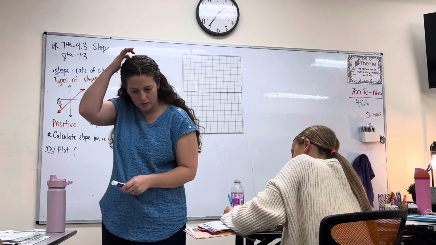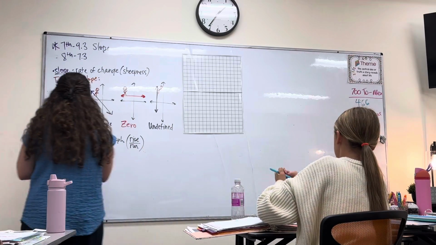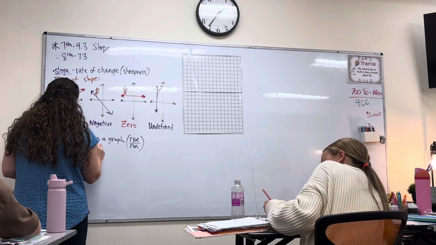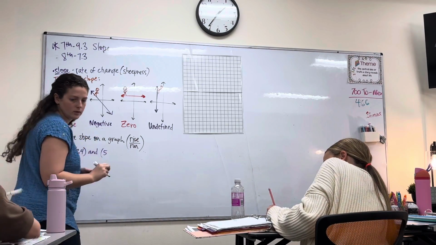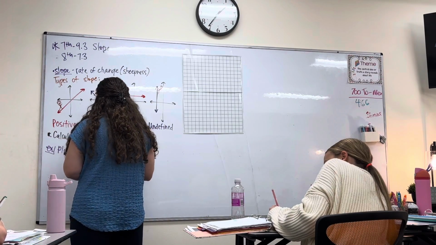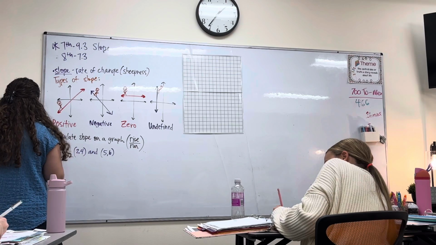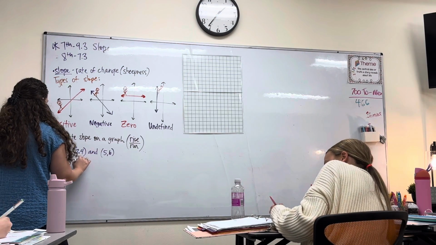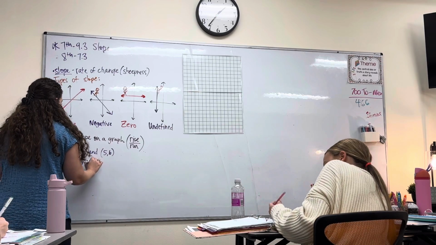Alright, so we're going to plot 2, 4 and 5, 6. Then draw a line and calculate slope.